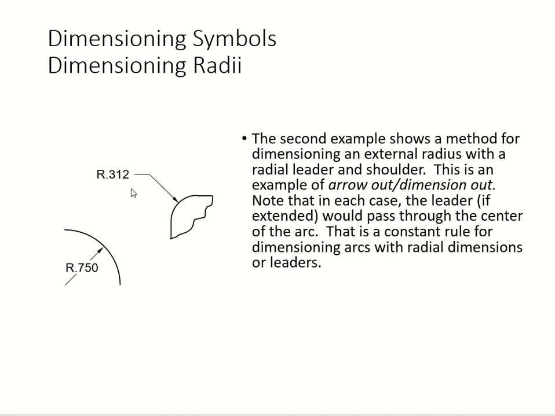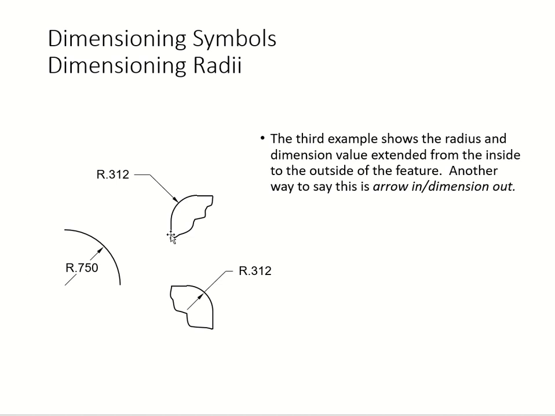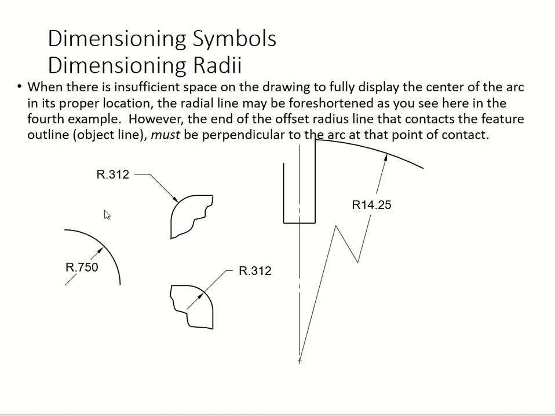And the second one, we can also write the radius of this little arc like this. See? Arrow in, this one is arrow out. The next one, arrow in, arrow out, and here the arrow is in and also out. So we call this arrow in, dimension out. This one is when we don't have space. At that time, we're gonna use this type of symbol.